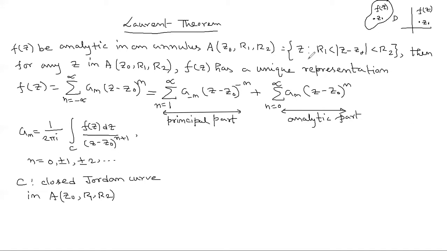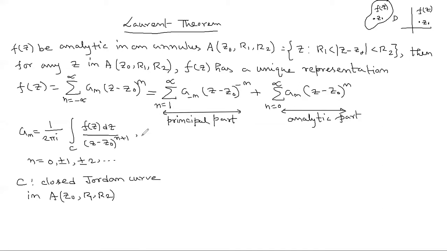Laurent theorem says, if f(z) is analytic in an annular region denoted by A(z0; r1, r2), then for any z in the annular region, f(z) has a unique representation in this form. Now this can be written in two parts. The first part is called the principal part, whereas the second part is called the analytic part or Taylor's part of the function f(z).